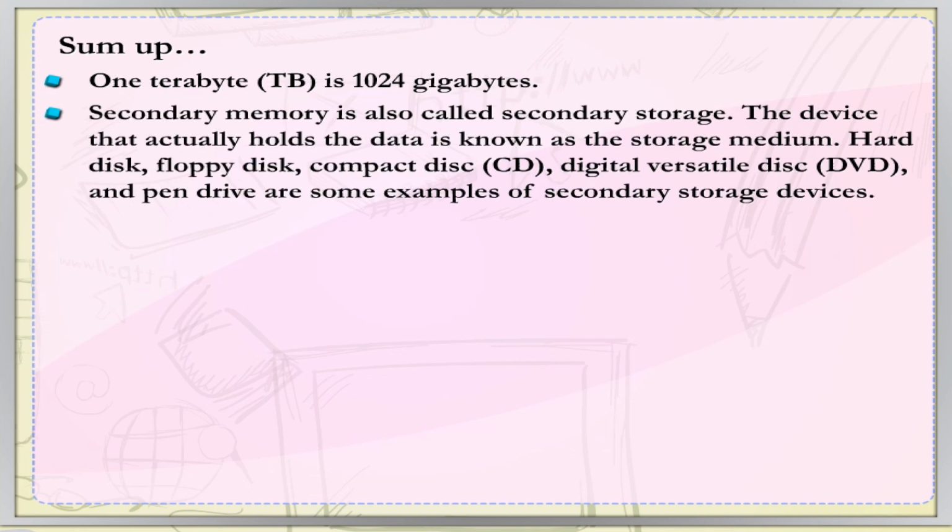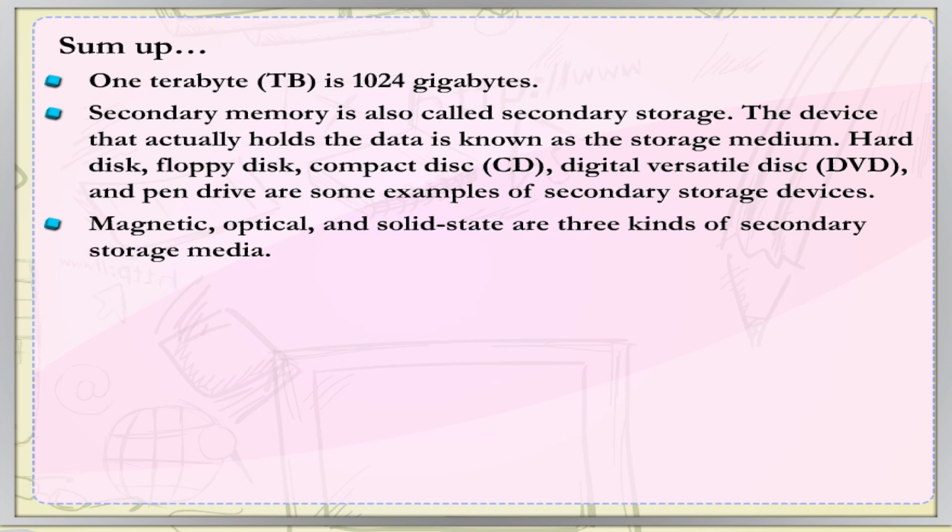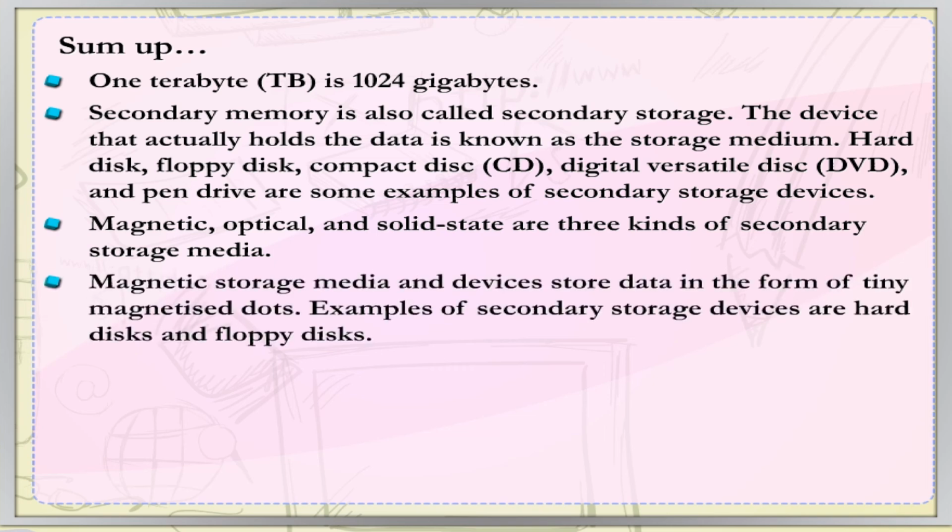Secondary memory is also called secondary storage. The device that actually holds the data is known as the storage medium. Hard disk, floppy disk, compact disk, CD, digital versatile disk, DVD, and pen drive are some examples of secondary storage devices. Magnetic, optical, and solid state are 3 kinds of secondary storage media. Magnetic storage media and devices store data in the form of tiny magnetized dots. Examples of secondary storage devices are hard disks and floppy disks.